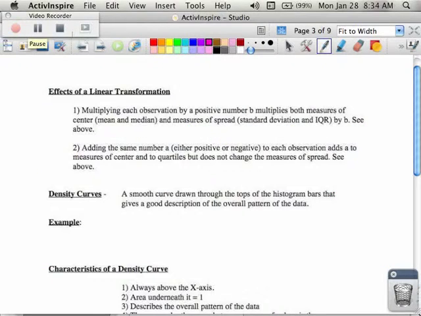In this last slide for today, what we notice is that multiplying each observation by a positive number B multiplies both the measures of the center, which means the mean and the median, and the measures of the spread, which for us would be the standard deviation, and since we talked about the 5-number summary, the IQR, by that letter B, which in our case was the 4. And so that was the same as our part C, if you remember.